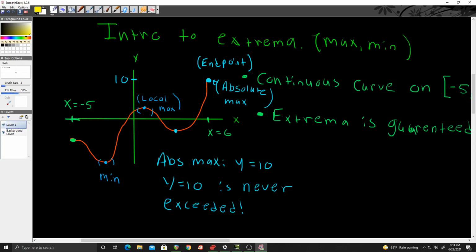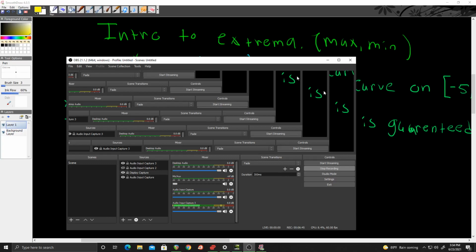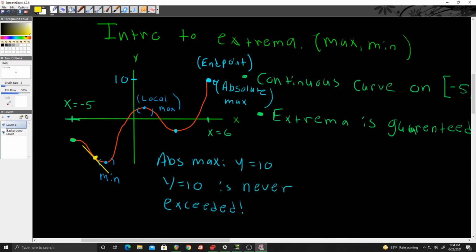If we look to the left of the minimum, notice a few things. Notice that f is decreasing to the left of the minimum. Once again, f is decreasing. This means that the slope of f to the left of the minimum is negative. And on the other hand, to the right of the minimum, the function is increasing.